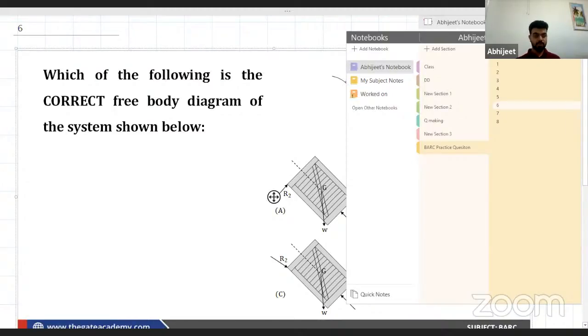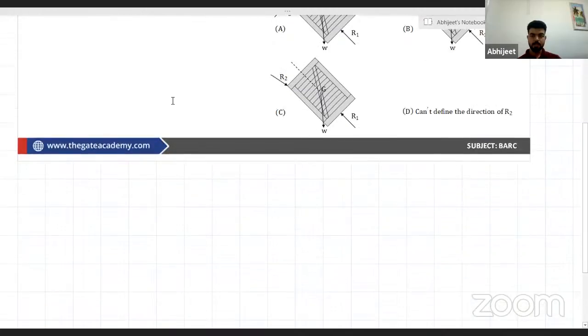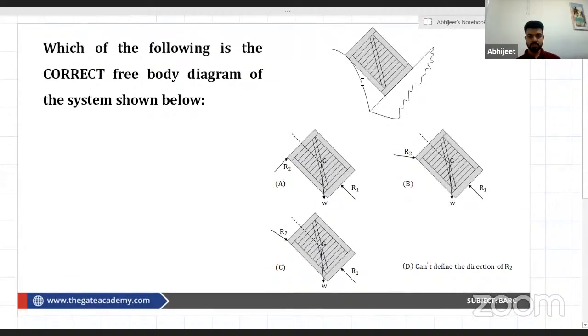This is a very good question of free body diagram. So be ready. Which of the following is the correct free body diagram of the system shown below? Okay, so come on everyone, try it. So Gautam, we have done the previous one. Any doubt here? Can we move ahead? Let me know. Which of the following is the correct free body diagram of the system shown below? Okay, so this is the system shown to us.